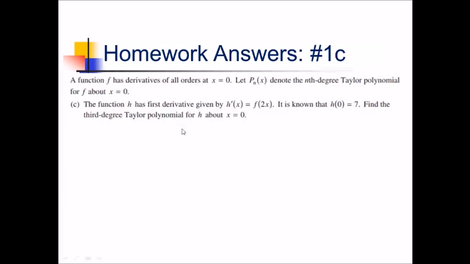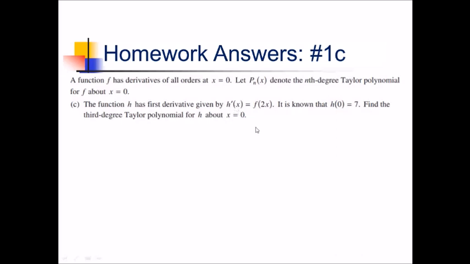For this last part, we have some function h whose first derivative h prime is given by f of 2x, and we also know that h of 0 is 7. Based off of that, we want the third degree Taylor polynomial for h about x equals 0. Well, if you're starting with an h prime that you can find and h of 0, you're probably going to need to use the fundamental theorem somewhere down the line. So for example, maybe do h of 0 plus the integral from, say, 0 to x of h prime of t.